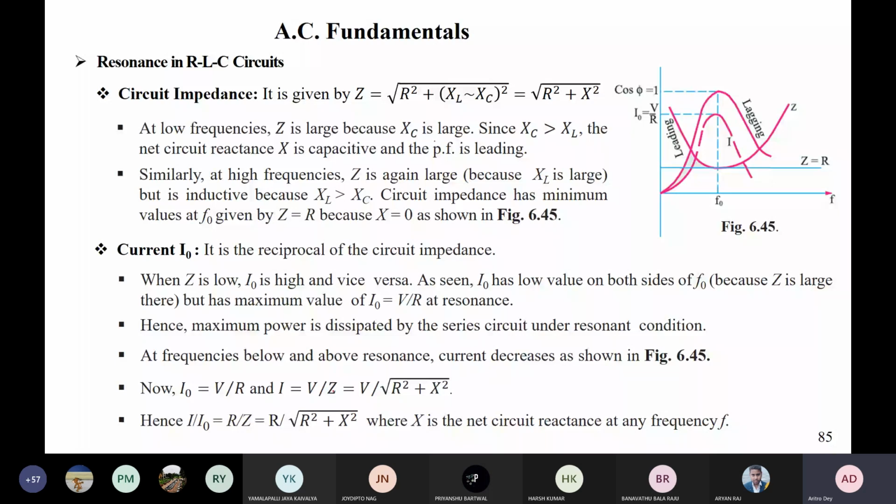So hence I by I0 is equal to, what? It should be V by Z divided by V by R, so it will be R divided by Z. And what is your Z? Z equals square root of R square plus X square. So X is the net circuit reactance at any frequency F. That is actually the difference: X is 2 pi F L minus 1 by 2 pi F C.